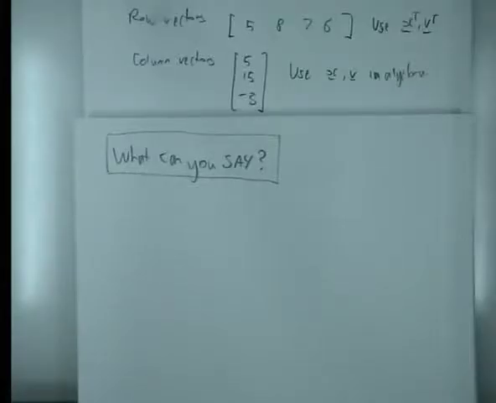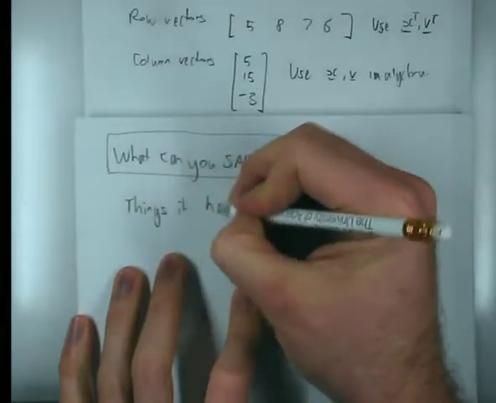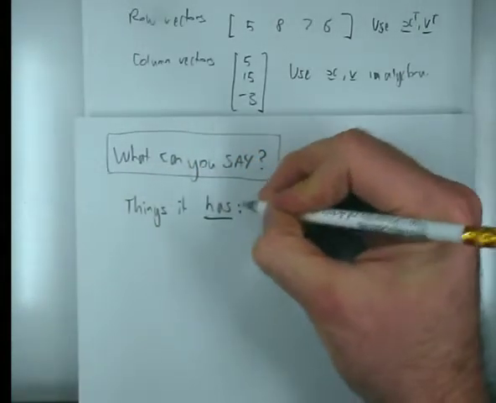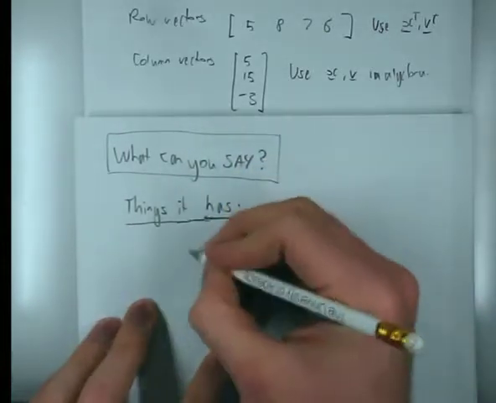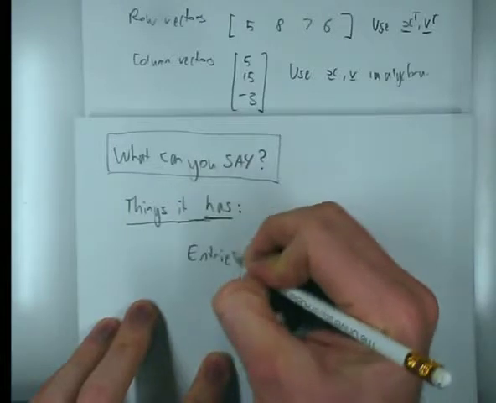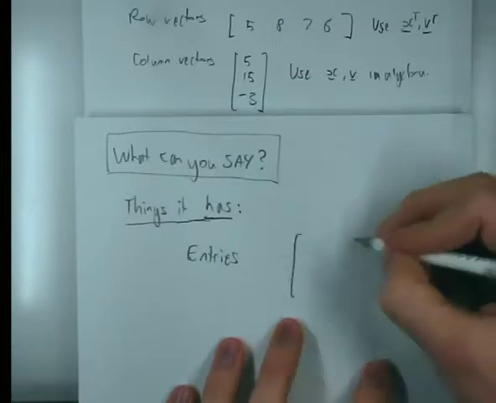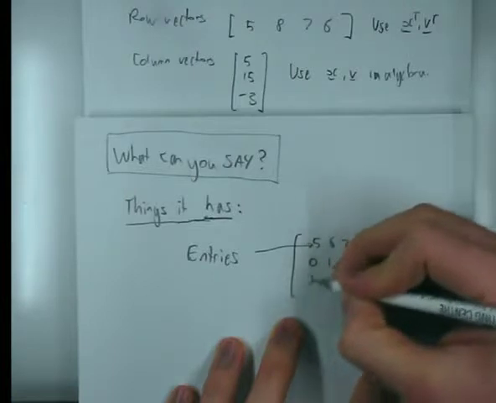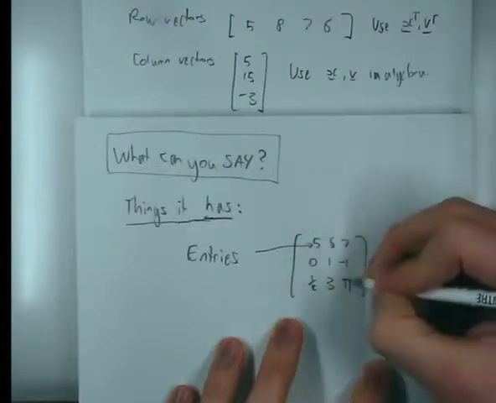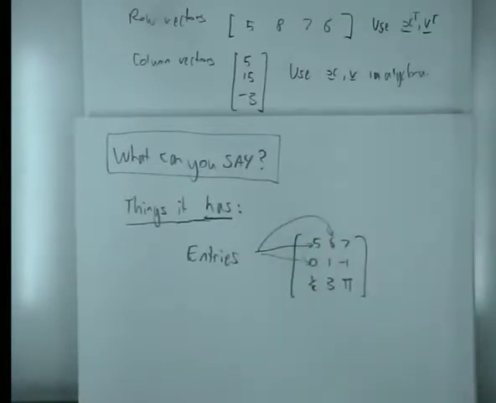So let's do some things that our matrix has. Things that belong to it. What it has is entries. Okay, that's the name of the numbers that are in the matrix. So these numbers that are in the matrix, they're called entries. And that's what they're called.